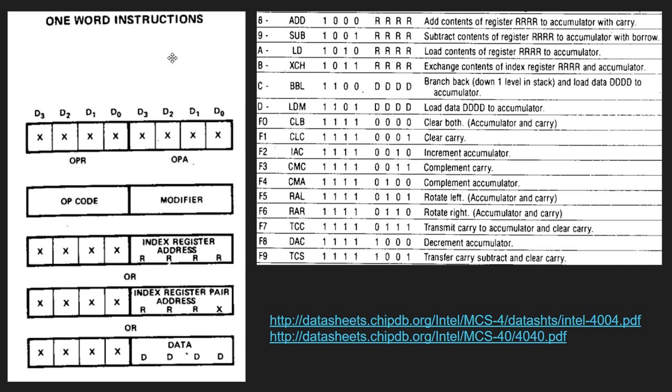You can see here an example for a one-word instruction and a list of these one-word instructions. I've also included here the data sheets for the 4004 and 4040. If you look at these data sheets and compare these instructions, they are the same, and I mean also the way they are encoded and the parameters and so on. So you really should make a comparison and see for yourself how similar they are.